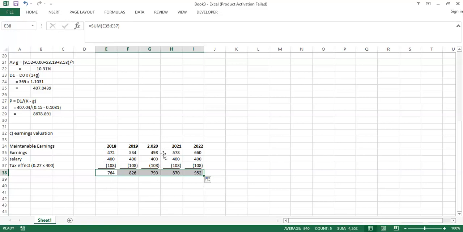Now that we have our earnings, you want to see if there's a trend, either an increasing trend or a decreasing trend. If there's a decreasing trend, your earnings are going down, down, down. If it's an increasing trend, it will be going up, say 764,826, and then 8 something, 879 something. So if it's an increasing trend or a decreasing trend, your maintainable earnings basically becomes the last amount there.